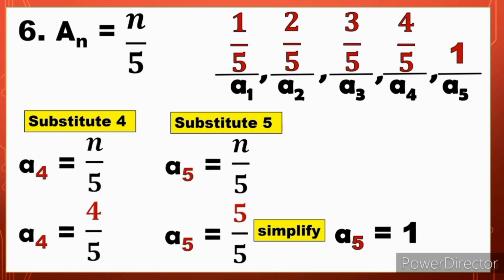So, again, the first 5 terms of the given rule or equation, which is a sub n equals n over 5, is 1/5, 2/5, 3/5, 4/5, 1.